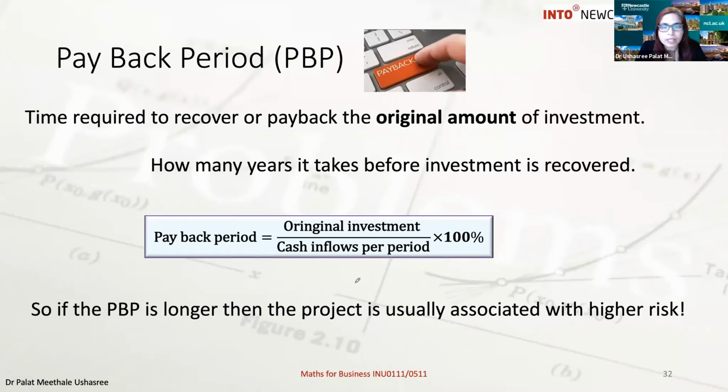So it is a nice, easy way to calculate, but it does not take into account the time value of money. So that is one major drawback for the payback period.